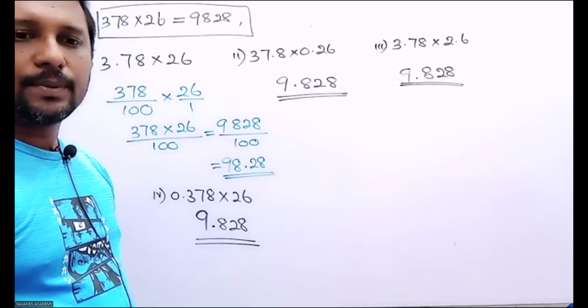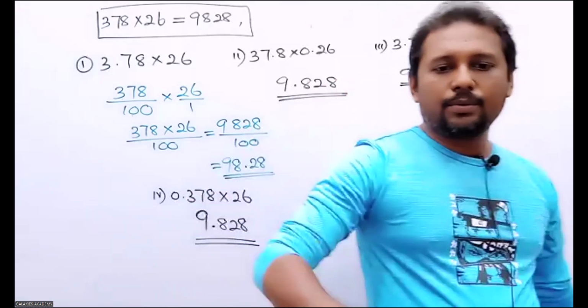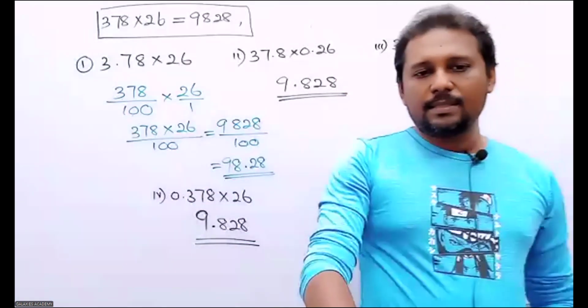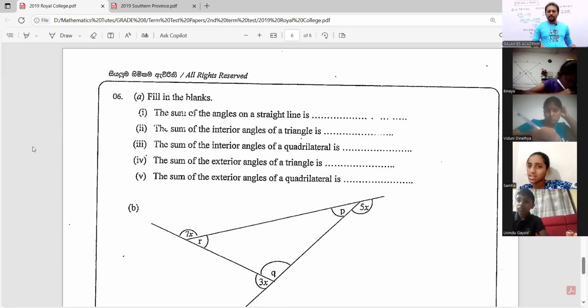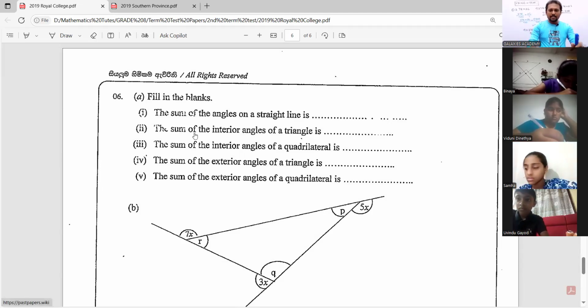Right. Another 2 questions remaining, no? Then we can go to discuss the 6th question. Question number 6 is given here. Simple A, filling the blanks. There are 5 subparts given. Using the knowledge of some theorems, you have to write the answers for this one. Look at the first part.